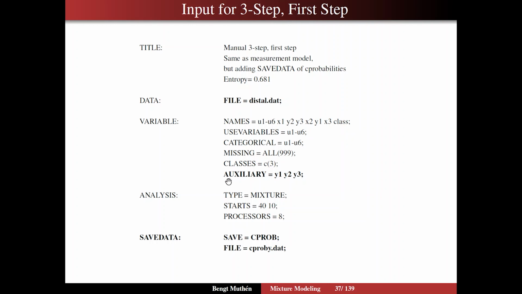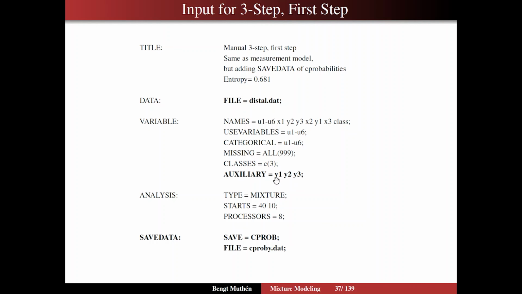And now we're going to use the auxiliary option once again. An auxiliary option refers to variables beyond those of the use variable option. In this case, we're only using the auxiliary option to save variables together with the C probabilities that we save at the end here. So we're not using it for automatic 3-step BCH as we did before, where we have parenthetical expressions with 3-step and BCH connected to these variables.